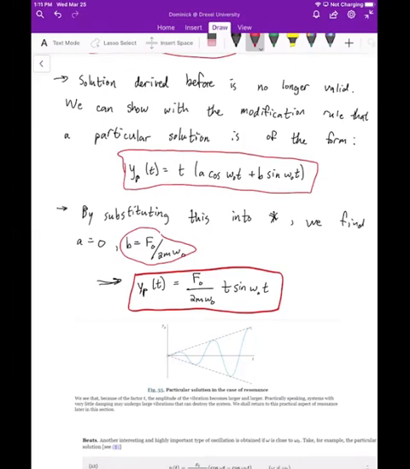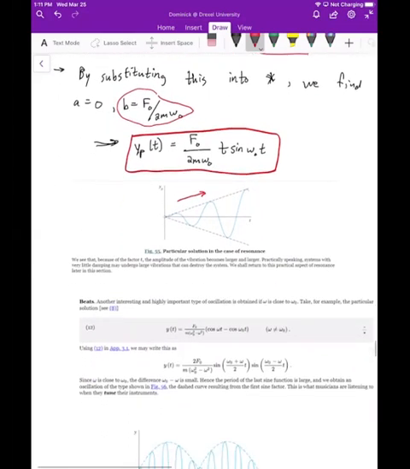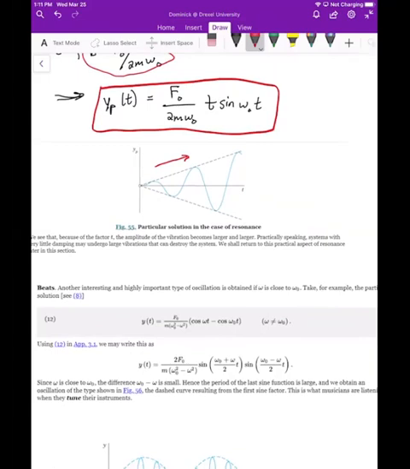With this particular solution you have resonance because your oscillations are getting larger and larger as time goes forward. In a practical sense, this means that if you have little to no damping in a system, by forcing the oscillation it's going to get out of control and cause the system to break down. But this is another thing that we'll come back to later.